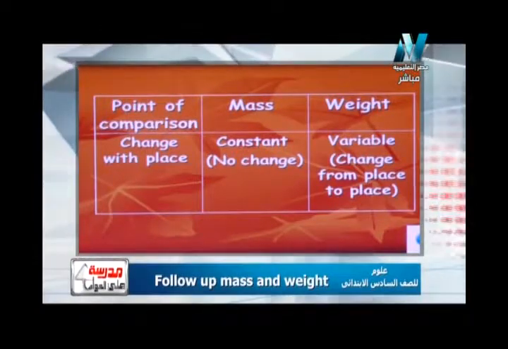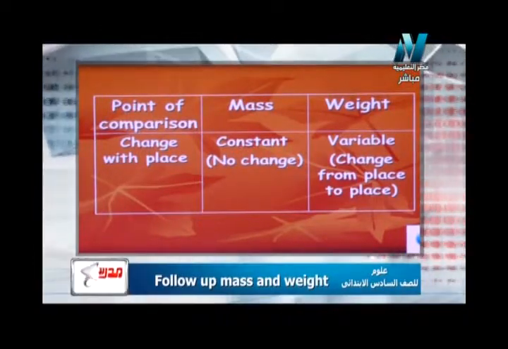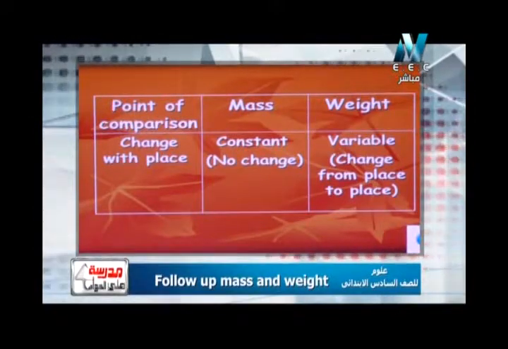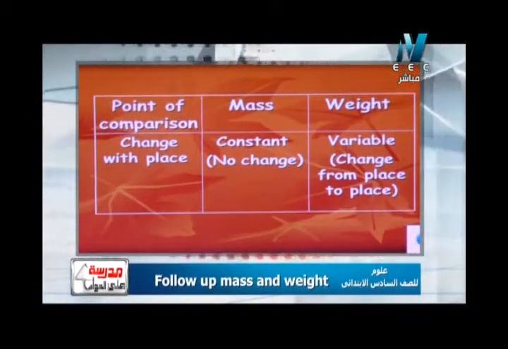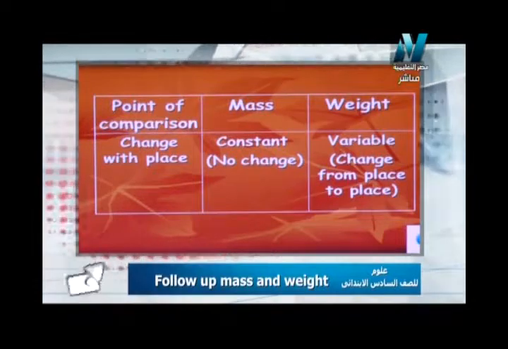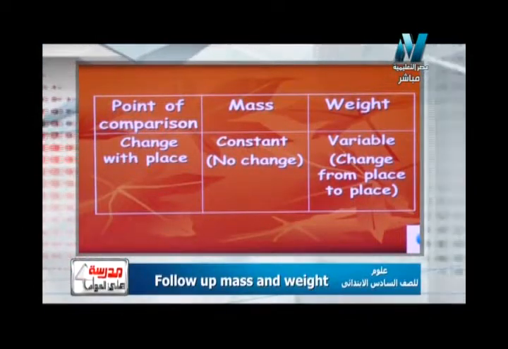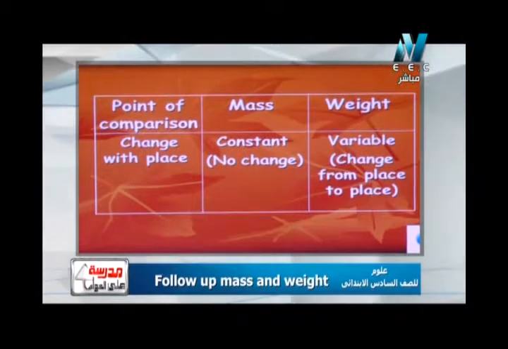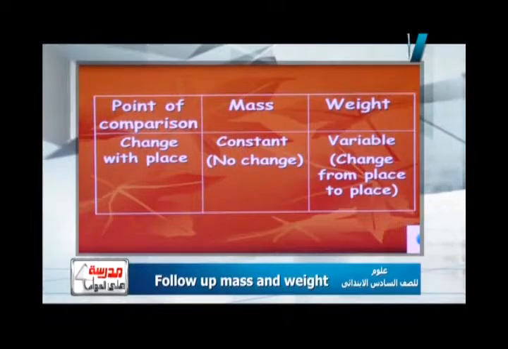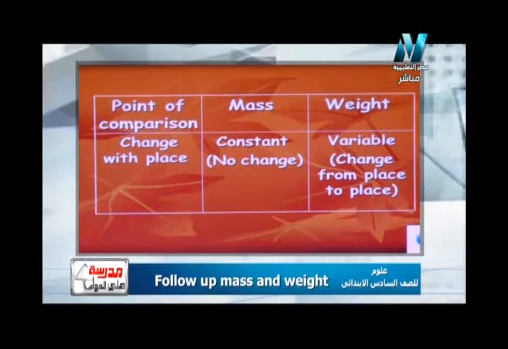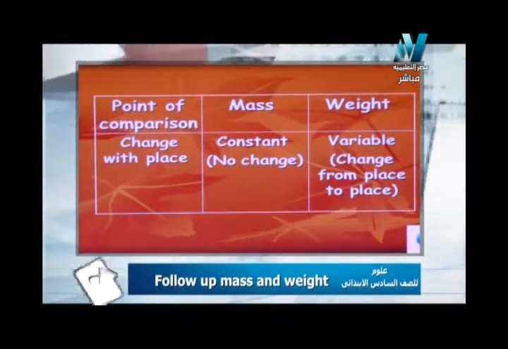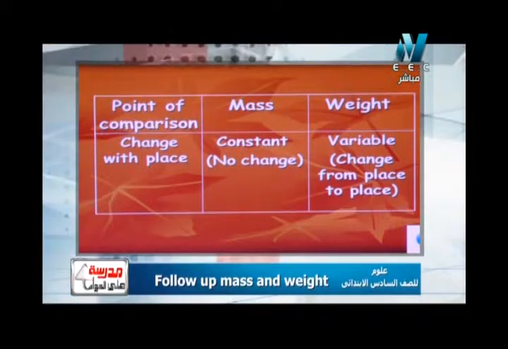We have known that mass is a constant, or stable, value. For example, if your mass here on the earth is 50 kilograms, it will be the same mass on the moon, on Jupiter, on Mercury, on Venus, on any planet, anywhere in the universe. So what about weight? Weight is a variable value.